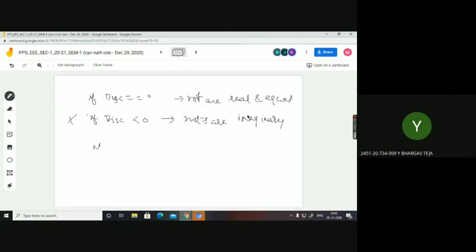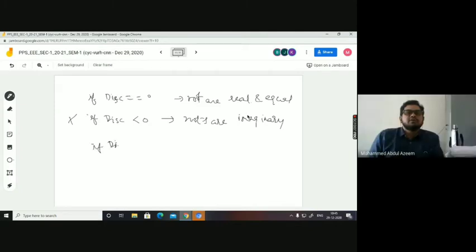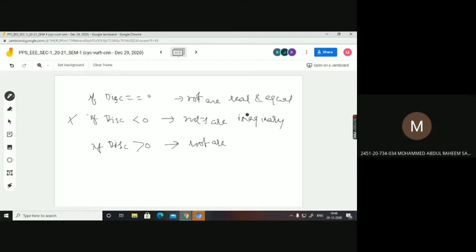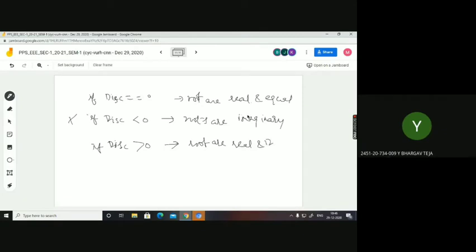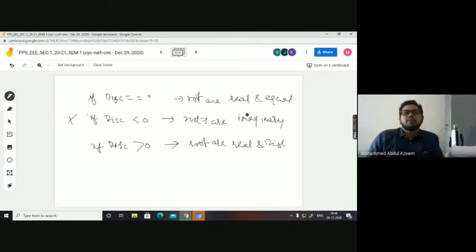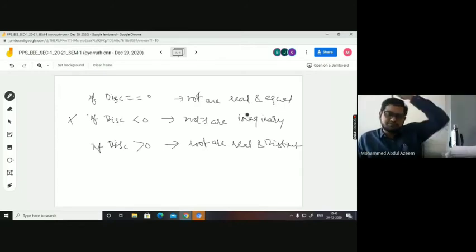Fine. Next is if discriminant is greater than 0. What do you mean by it? Roots are real and distinct, right? Okay. So we have to check these three conditions. Yes or no?